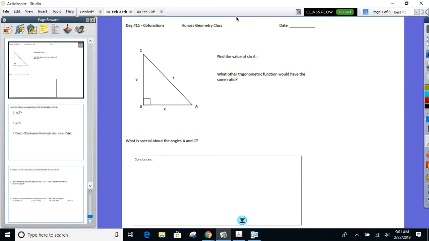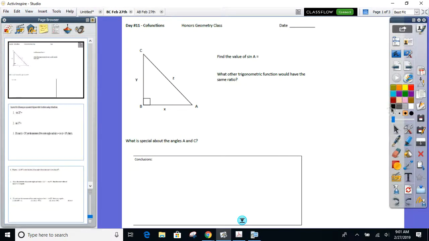All right, here we go. We're going to forget about tangent for a day here and start focusing on sine and cosine today. They have a pretty special relationship. Make sure you got your calculators out, ready to go.